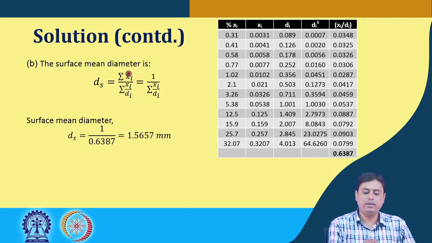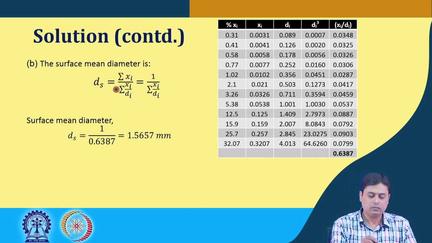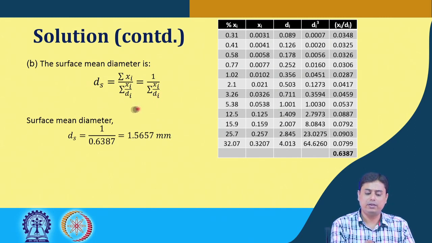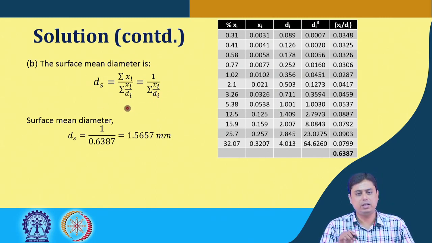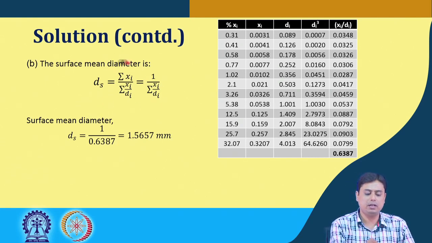Similarly, for the surface mean diameter, we have this expression. Remember again, surface mean diameter and mean surface diameter both have different expressions. So, here it is the surface mean diameter or the Sauter diameter, where we have to find this expression, basically the summation of xi by di.